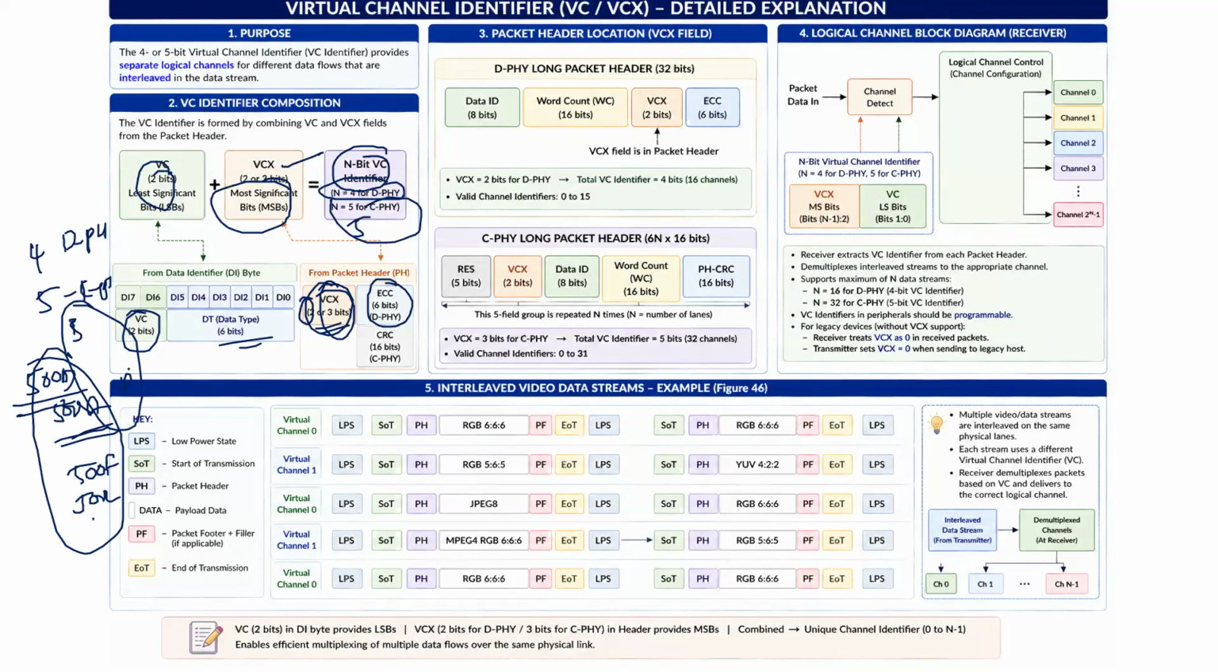Same thing, this virtual channel also has those identifiers. That identifier will tell you which byte lanes are carrying valid data bytes, and which byte lanes are carrying invalid data bytes that we are sending.